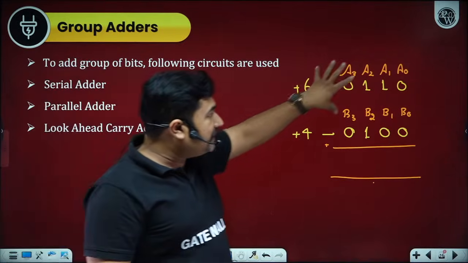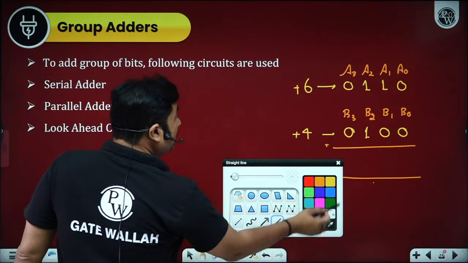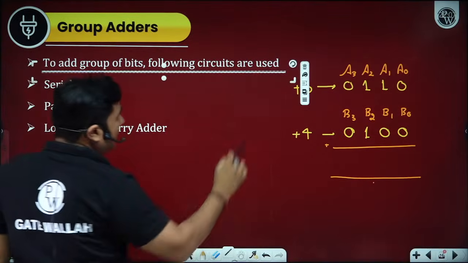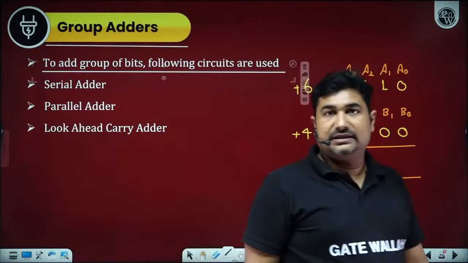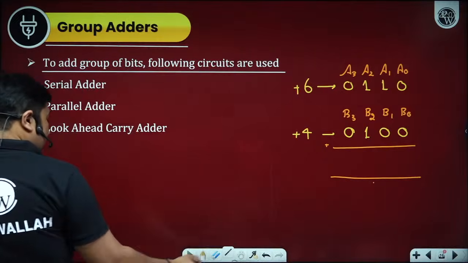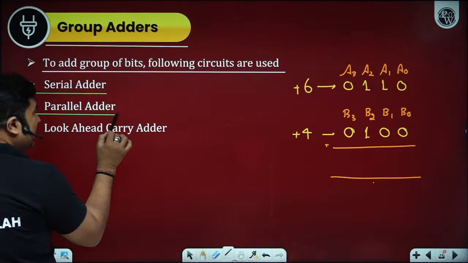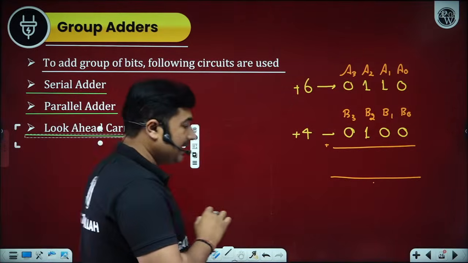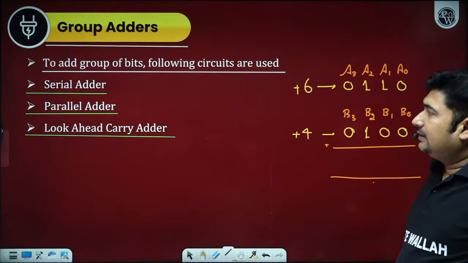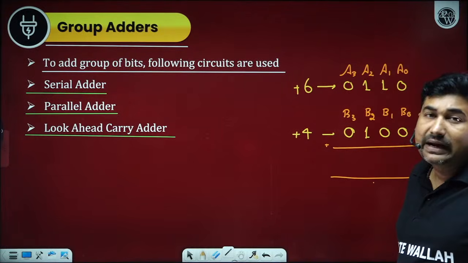So whenever we have to add groups of bits, we can use a digital circuit called a group adder. Group adders are used to perform addition of groups of bits. To add groups of bits, one of the following circuits can be used. The first is the serial adder, the second is the parallel adder, and the third is the look ahead carry adder, also called the carry look ahead adder. Both are the same thing. We have a total of 3 types of group adders.